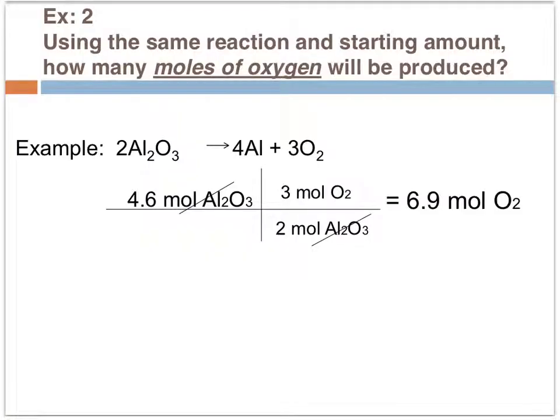This is the same problem, except now it's satisfying the answer of how many moles of oxygen instead of aluminum. The mole ratio comes from the coefficients for oxygen and aluminum oxide.